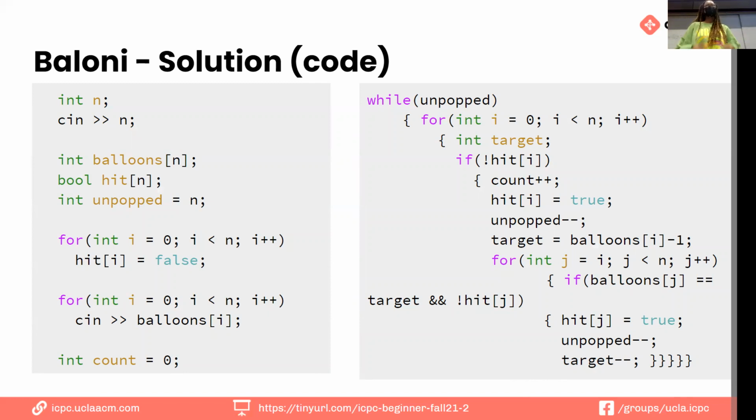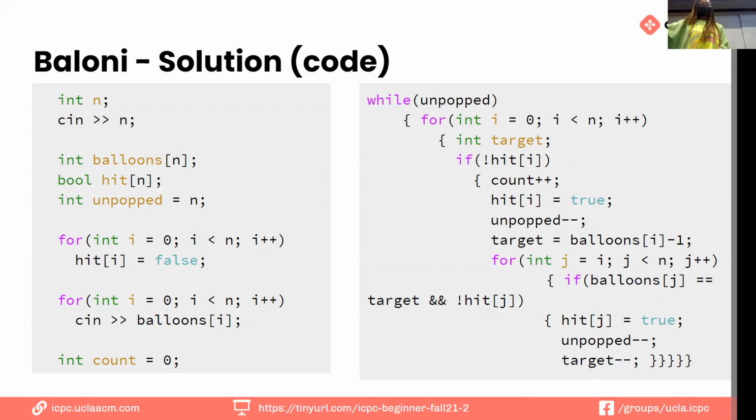And the actual code on the right is doing the simulation that we need, which is: while unpopped is greater than 0, we go through it, with i equal to 0. If you haven't hit it, then we have our target. If the current balloon has not been hit yet, then we increase the count, and then we set that this balloon has been hit. So the amount of balloons that are unpopped decreases, and our target value becomes the value of the balloon that we just hit, minus 1.